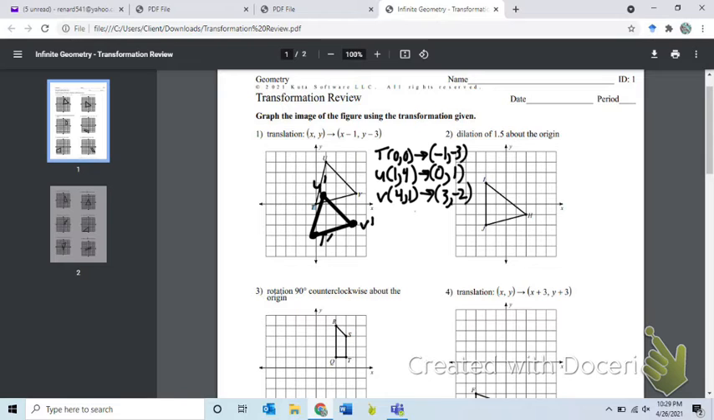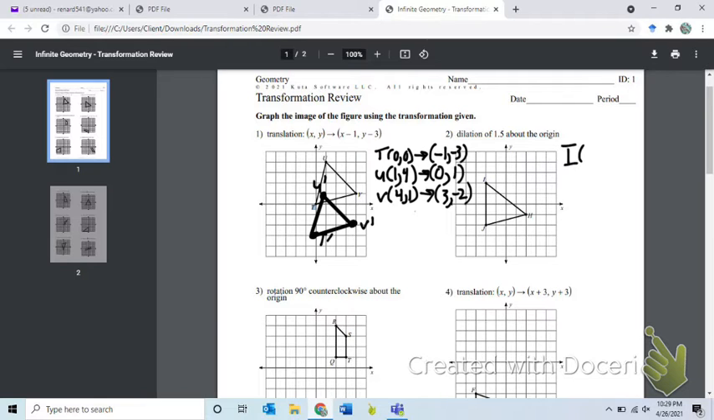The next one we deal with is a dilation. Now, a dilation is a non-rigid one, and there are two types of dilations, an enlargement and a reduction. If your scale factor, or k, is larger than 1, then you're going to be looking at an enlargement. If it's less than 1, it's a reduction. So a dilation of 1.5 is going to be bigger. It's going to get half as big again.